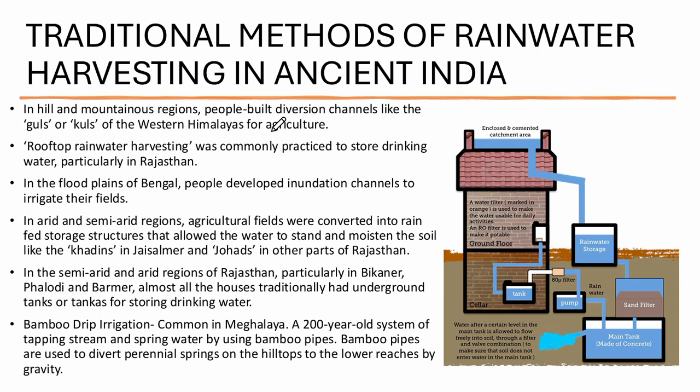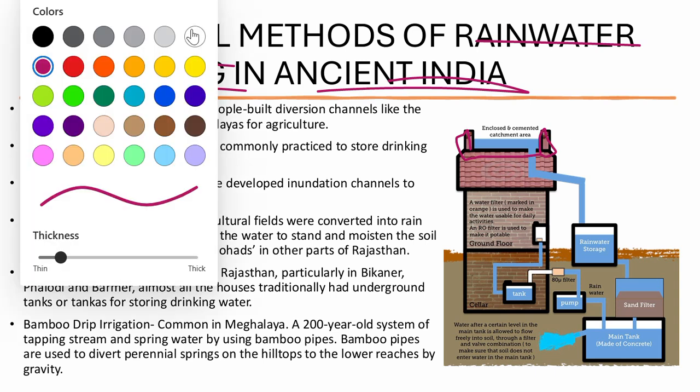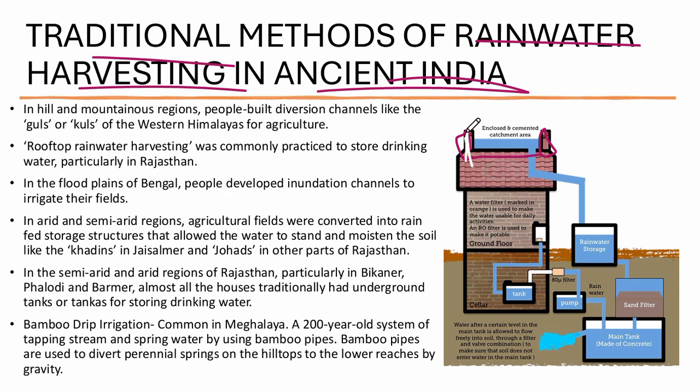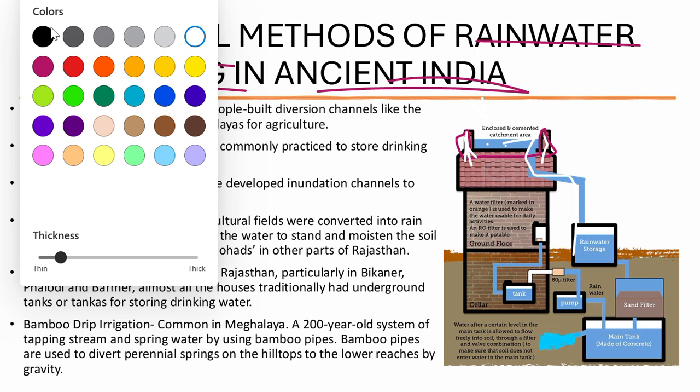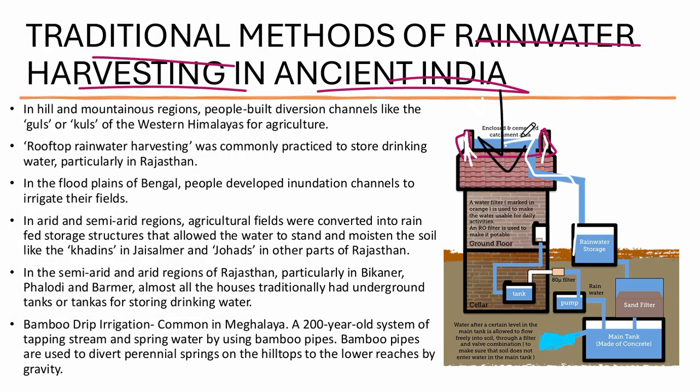We also need to know the traditional method of how to harvest rainwater in ancient India. What they used to do was make a closed compartment like this, as you can see here. This color is not visible, children. All the rainwater which comes will be here. Slowly this rainwater will go from here and come into the rainwater storage tank.